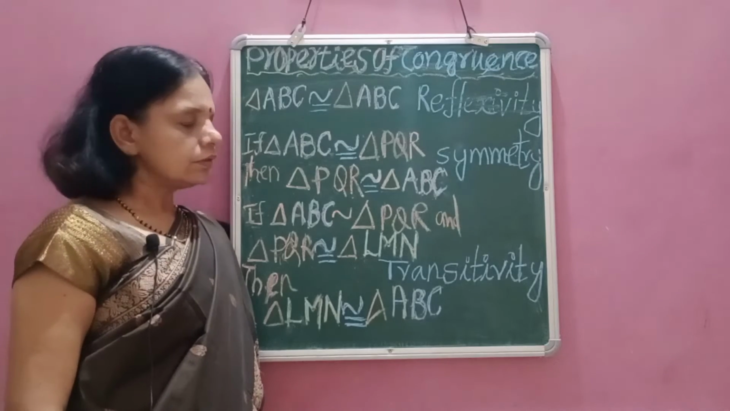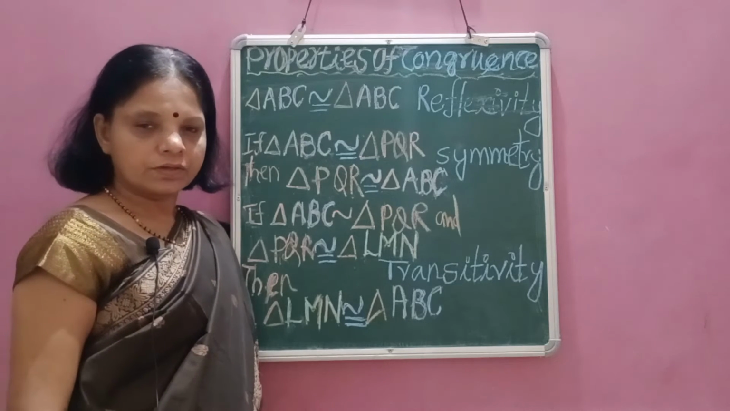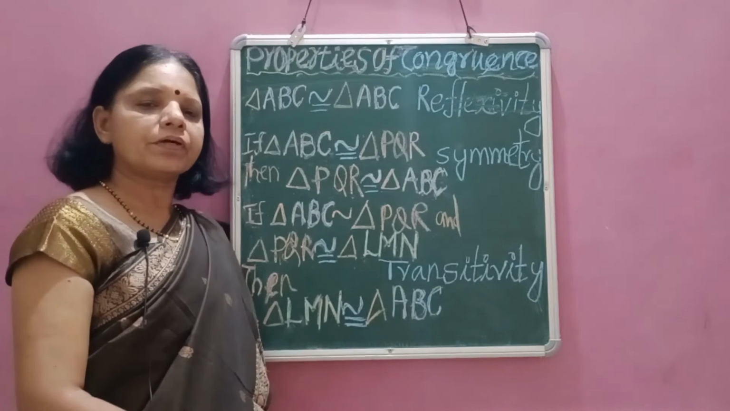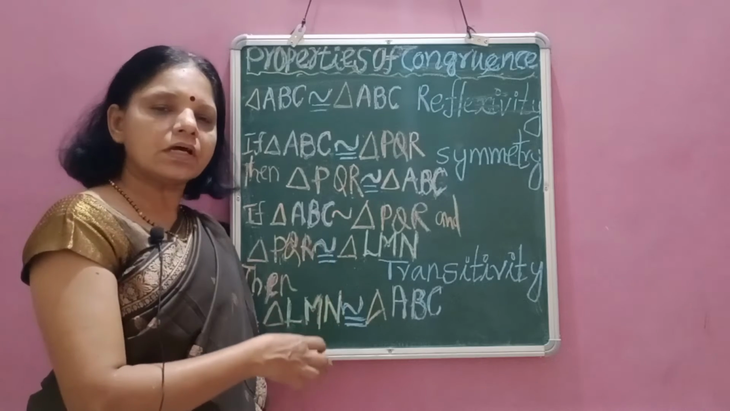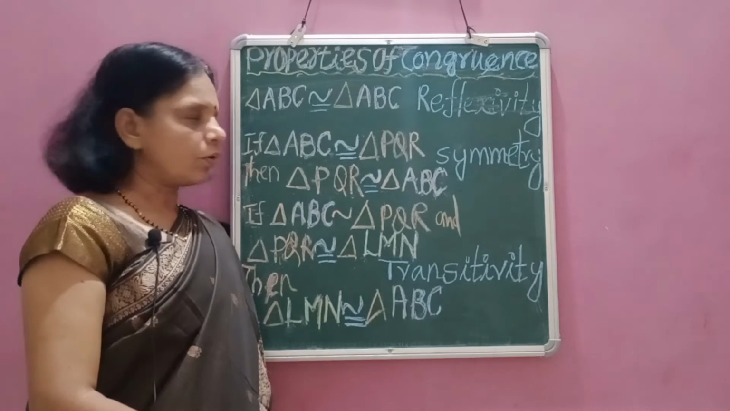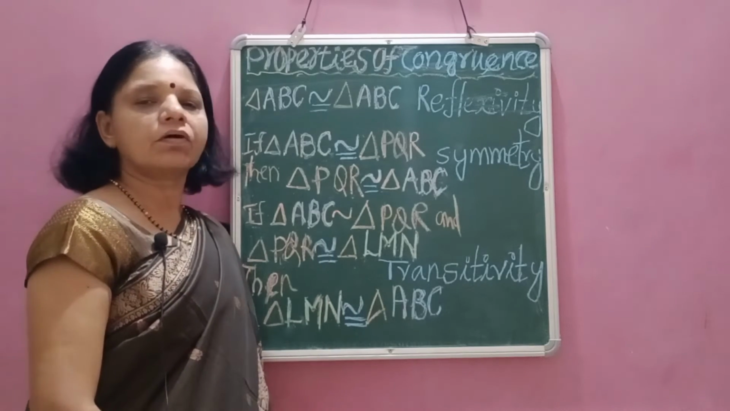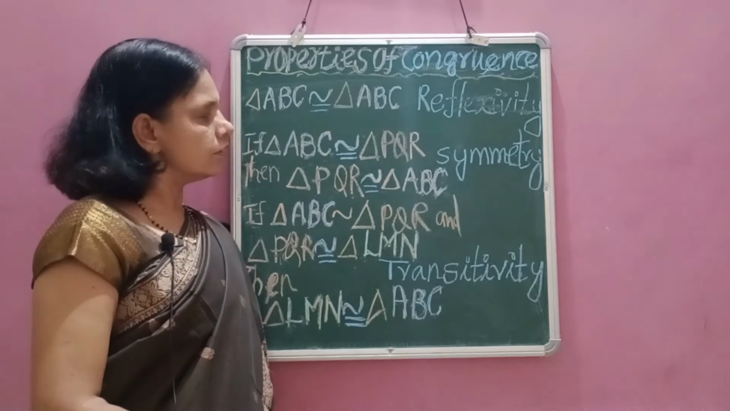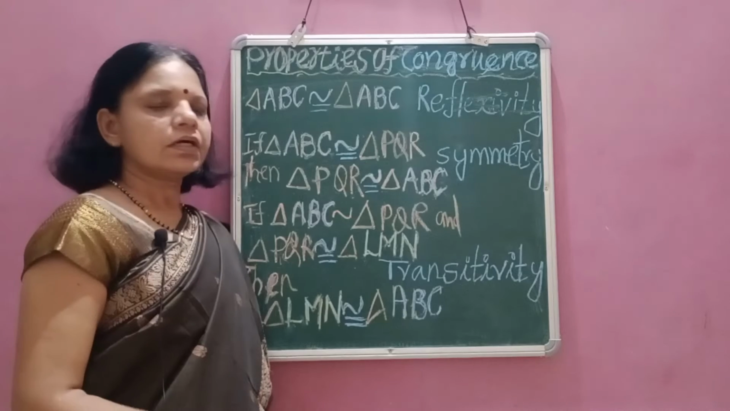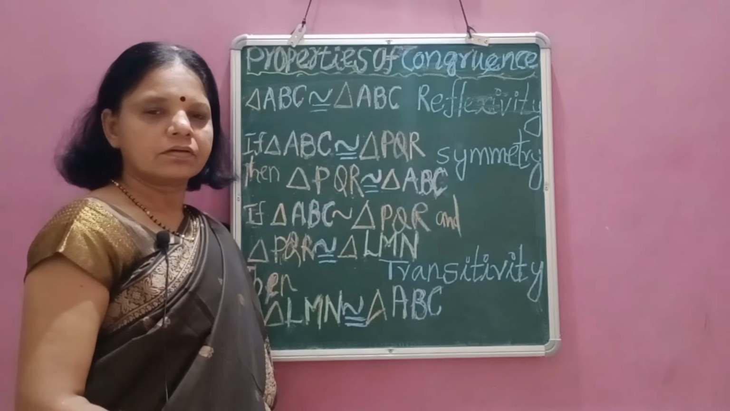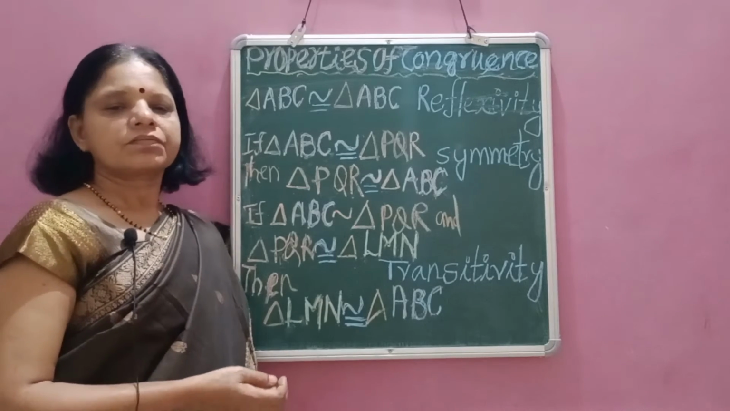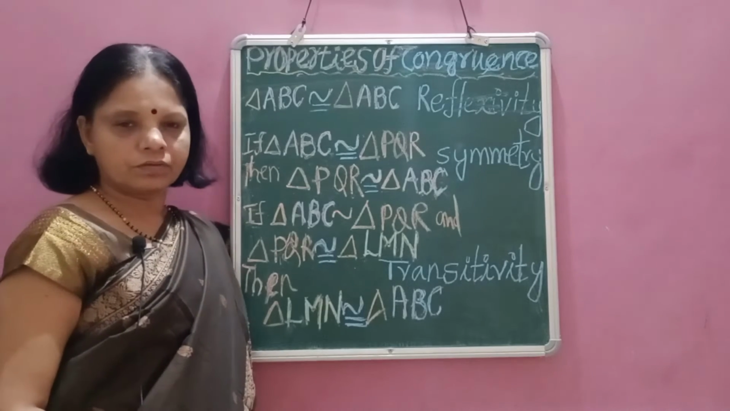So these are the properties of congruence. So what did you understand from this? The same properties are there for similarity also, right? The properties of similarity and congruence are one and the same. All the three properties, reflexivity, symmetry and transitivity, are the same for both similar figures and congruent figures.